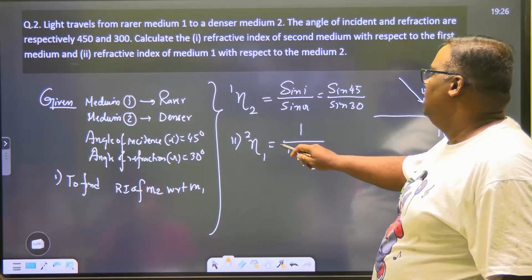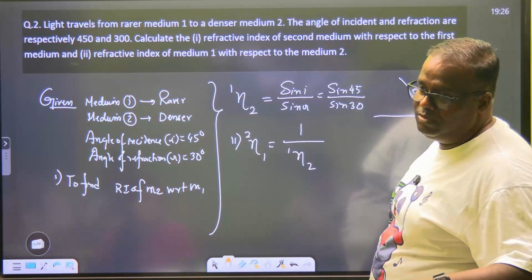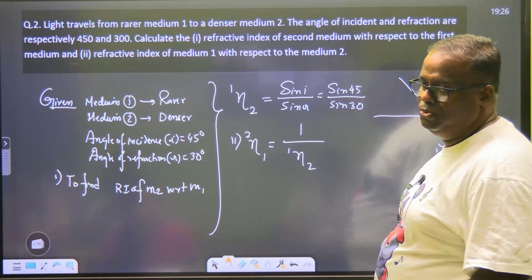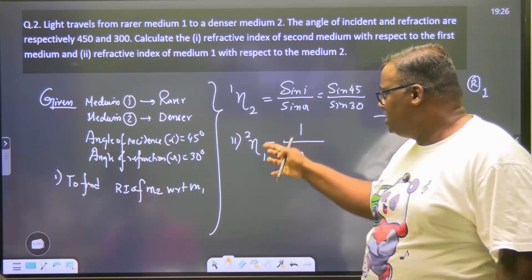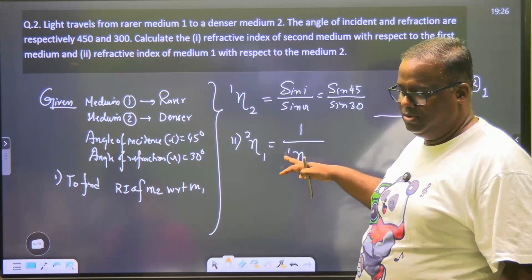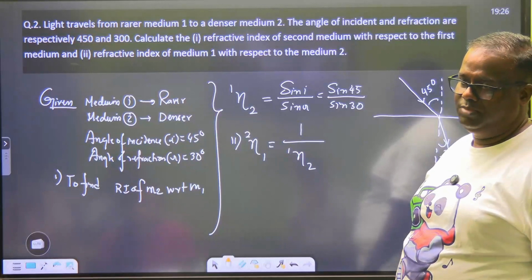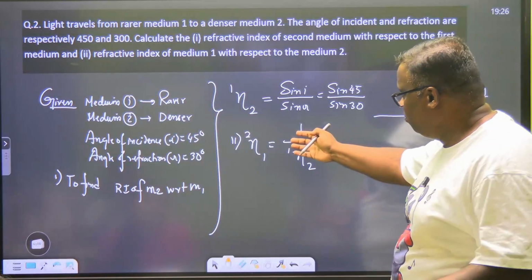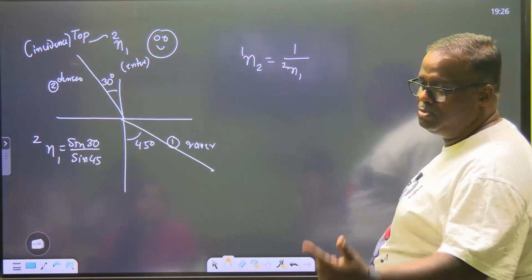No issues. The second one says, find now what is the refractive index of 1 with respect to 2. 1 with respect to 2. In these cases, you have to just somersault them. 1 with respect to 2 is the same as 1 upon 2 with respect to 1. And say you don't know this formula, you can apply your common sense.